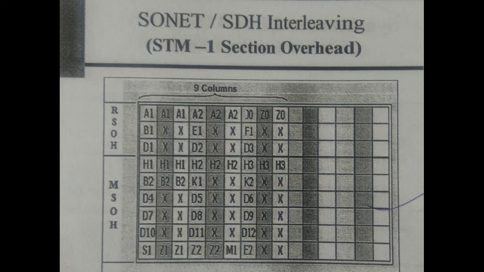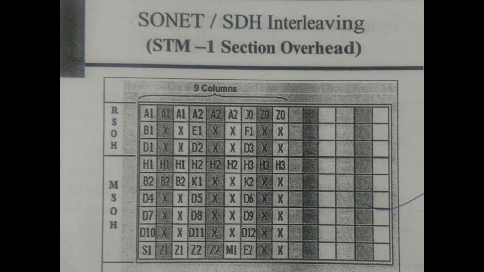Let's look at the bytes, as I committed in the previous video that I will explain every byte and its functionality, for the RSOH and MSOH, that is the regenerator section overhead and multiplex section overhead. A1 and A2 stand for frame alignment, which shows the beginning of any STM frame. The value of A1 is F6 and A2 is 28 in hex.